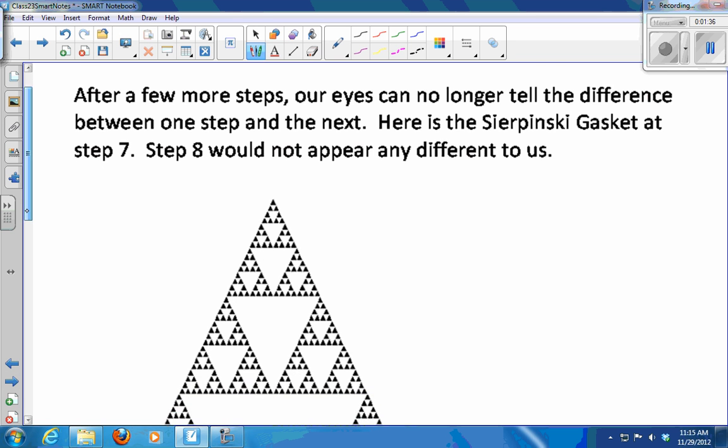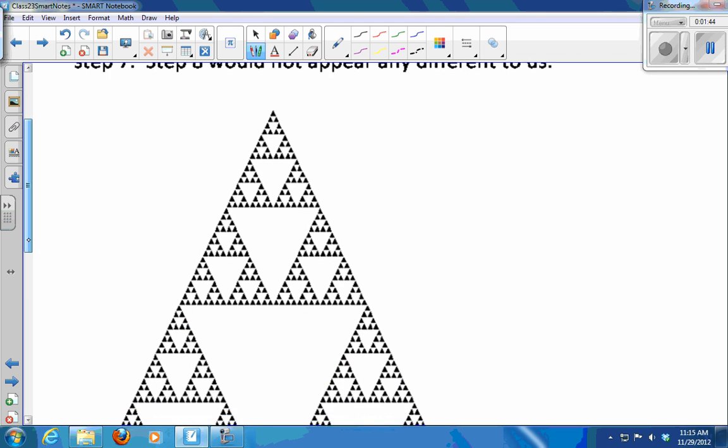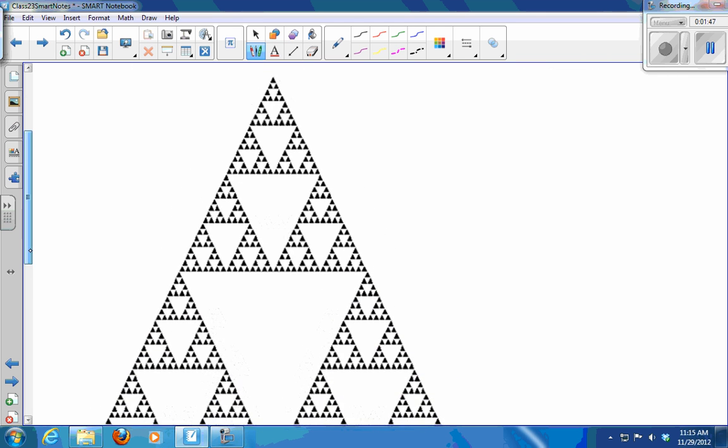So after a few more steps, our eyes can no longer tell the difference between one step and the next. This is the Sierpinski gasket at step 7, and step 8 would not appear any different to us, because eventually you're just removing little pixels. What you're removing is so small, and our eyes and our brains have this ability to fill in gaps. So if I draw something on the board, or if I write, this is why you can read other people's writing, because other people's writing is never perfect, but your brain is able to fill in little gaps.